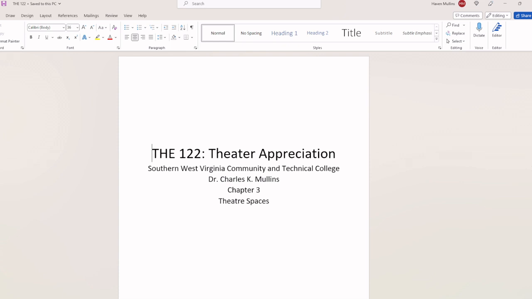A wagon stage is mentioned on page 57. You need to know how to define a wagon stage. That is a low platform mounted on wheels or casters by means of which scenery is moved on and off stage. A wagon stage, also simply called a wagon, was widely used from the 13th to the 14th centuries in England and various parts of Europe.